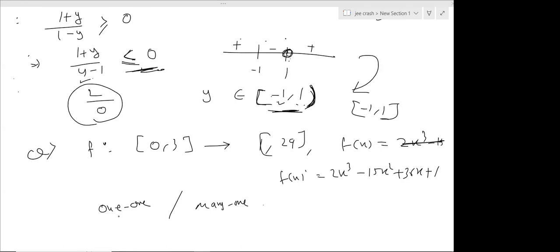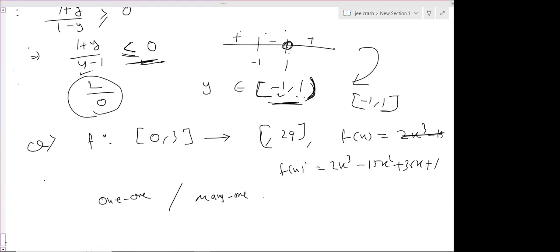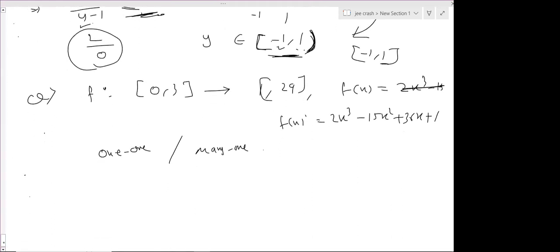Correct, Aditya, this is many one function. Okay, so how will we do this? Very easy. We can just differentiate, f dash x.